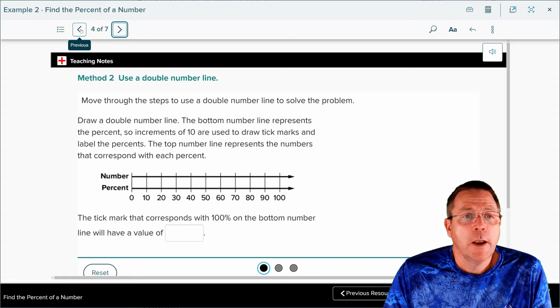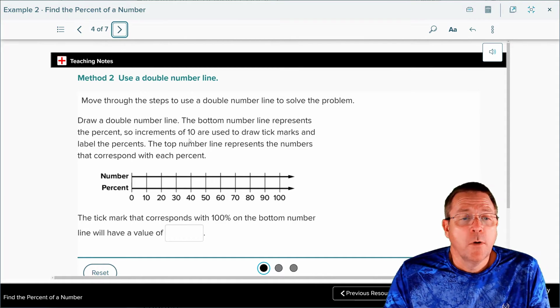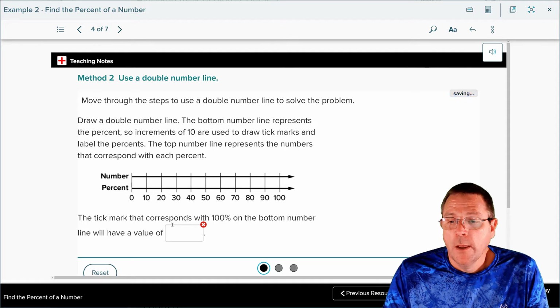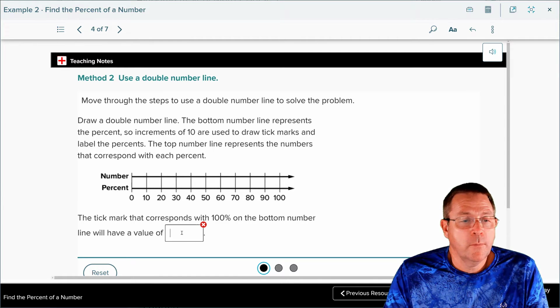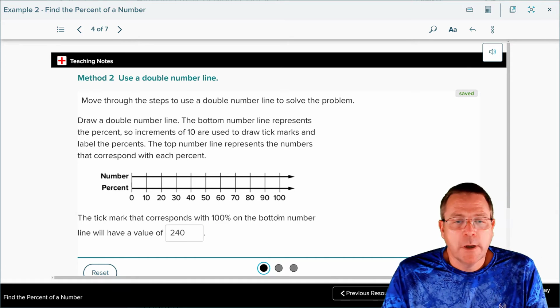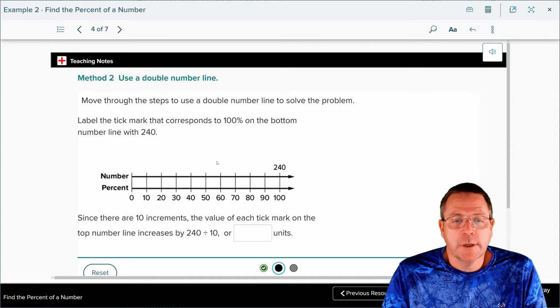From there, we can say, well, 24 plus 24 plus 24, that's going to be 72 for your answer. Another way that you could look at it is to use your double number line. Once again, on your double number line, your percent is set up along the bottom, 0 to 100%. The tick mark that corresponds with 100% on the bottom will have a value of what? That is going to be 240, because 100% of the people is going to be 240. That one checked. So we're going to put a 240 right here above the 100%.